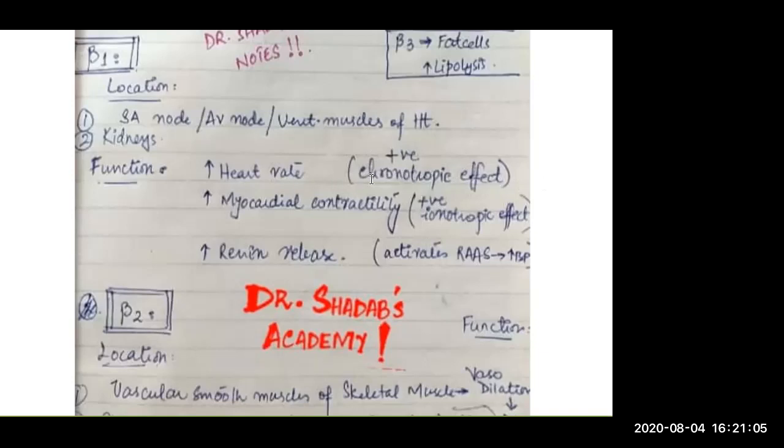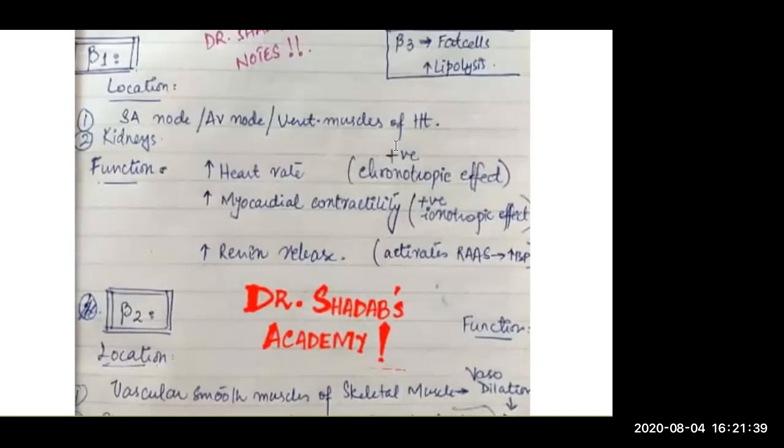Remember that chrono is for heart rate, ino is for contractility, and then we have another which is not written here, that is dromo, and that is for the conduction velocity, the speed of the electrical impulses of the heart, the speed it takes to fire and contract and relax the heart. All that electrical activity is the conduction velocity. So for that we use the word dromo, dromotropic.